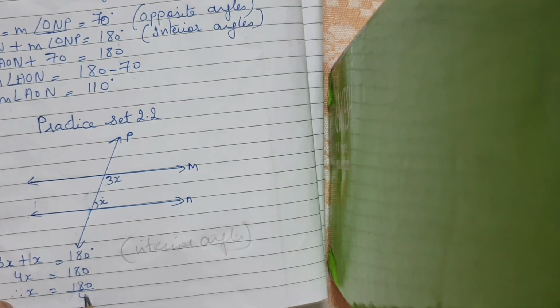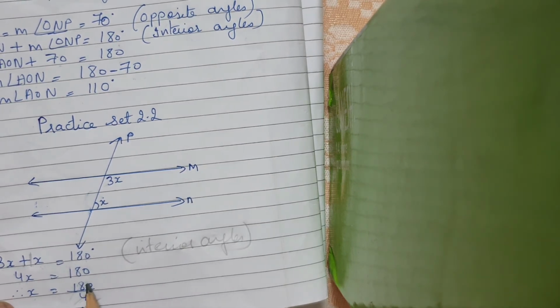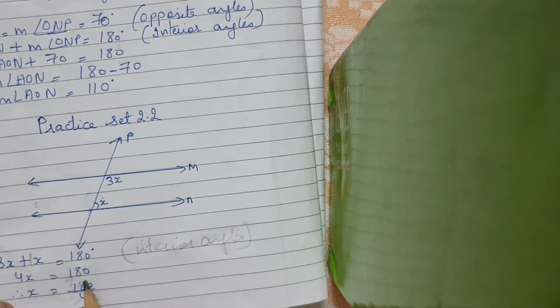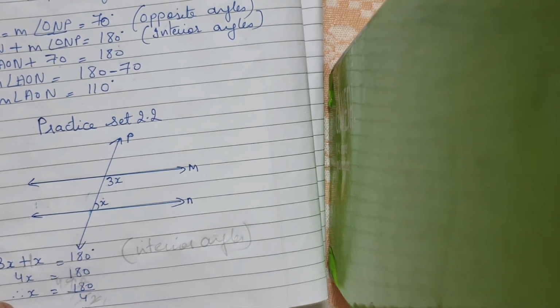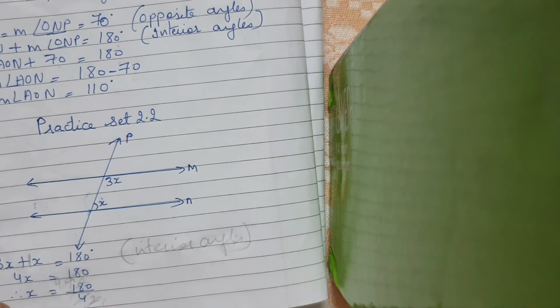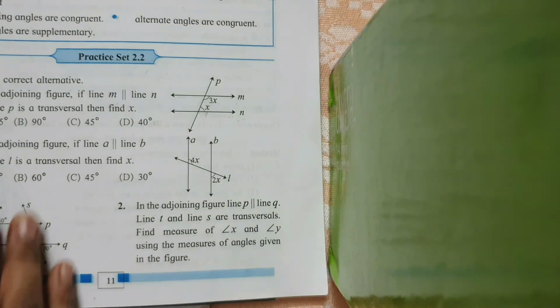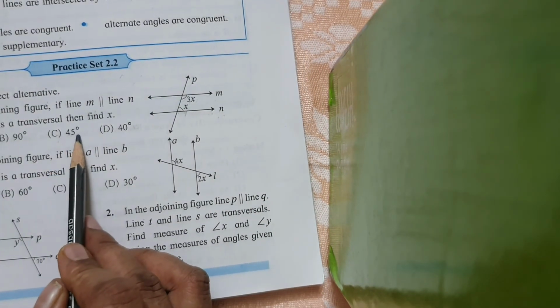1 2 is 2, 2 2s are 4, 3 2s are 6, 5 2s are 10, 6 2s are 12, 7 2s are 14, 8 2s are 16, 9 2s are 18 and this 0. 1 2 is 2, 4 2s are 8, 5 2s are 10. So x is equal to 45 degrees. So our answer is what now? Answer is C. x is equal to 45 degrees.